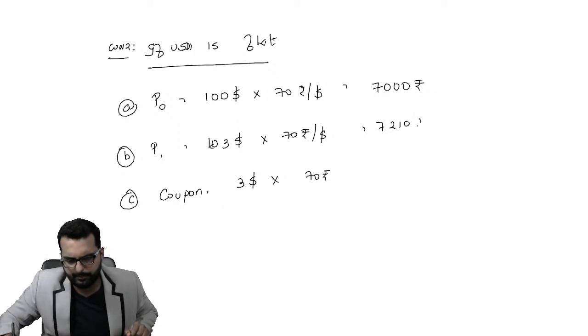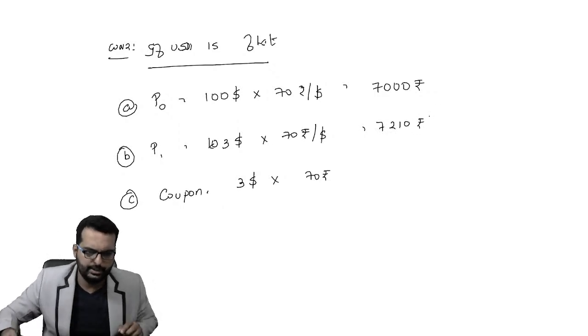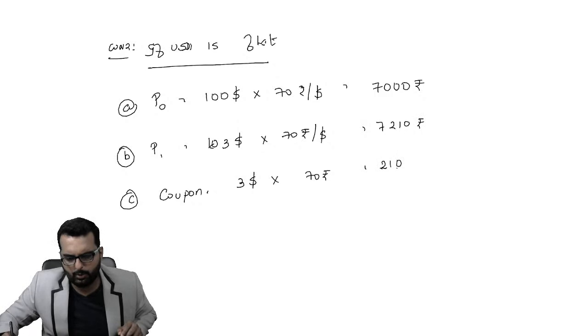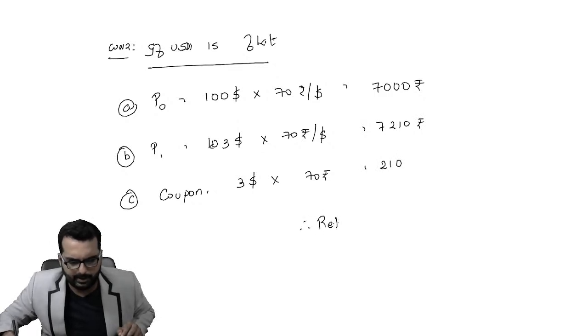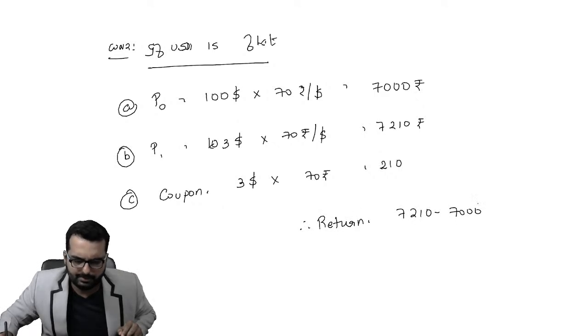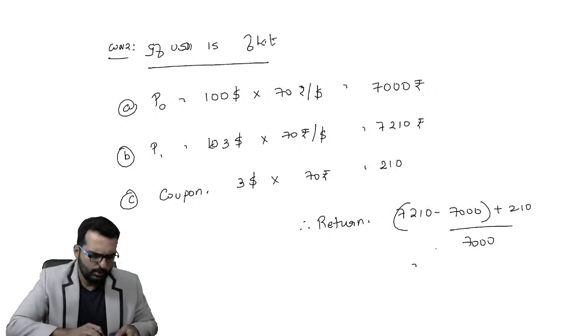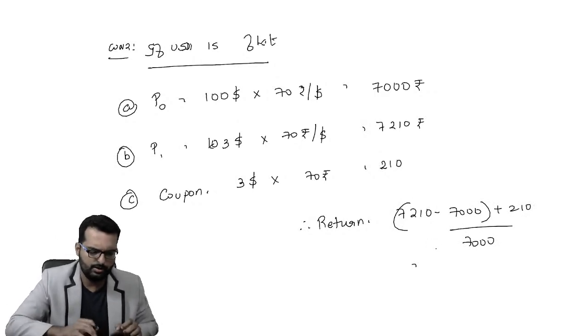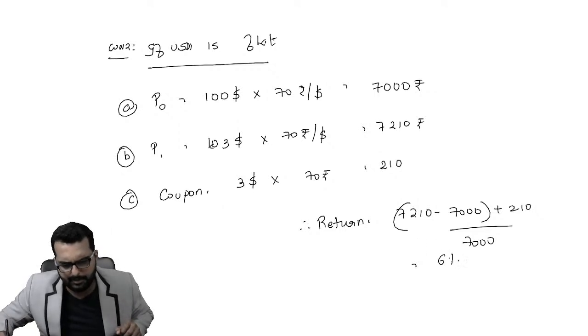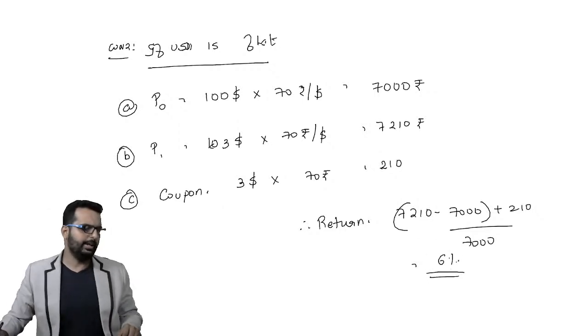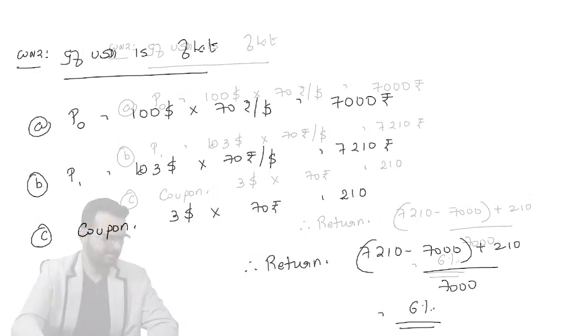So 103 into 70 would be 7,210, and 3 into 70 would be 210. Therefore, my return would turn out to be 7,210 minus 7,000 plus 210, whole divided by 7,000. You do this and see, you would get the same answer as you got earlier. Yes, you will get the same 6%. Can you write down this in your books now?